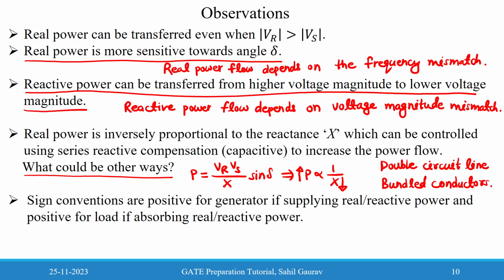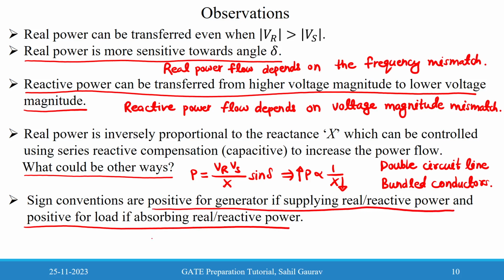And the last point is that sign convention are positive for generator if supplying real and reactive power, and positive for load if absorbing real and reactive power. So generally we don't consider this for generator. Mainly we have focused on the load.